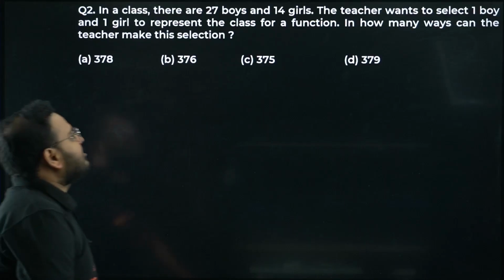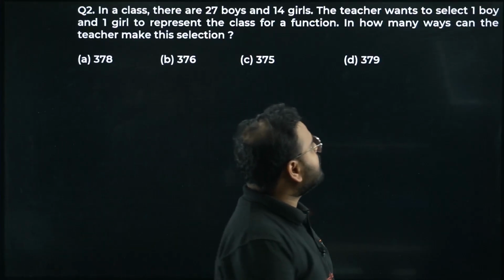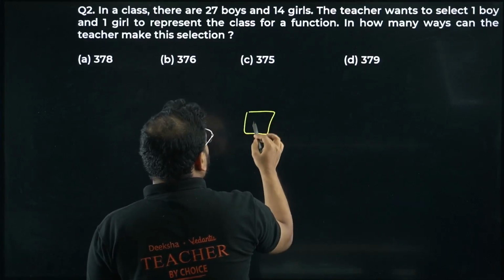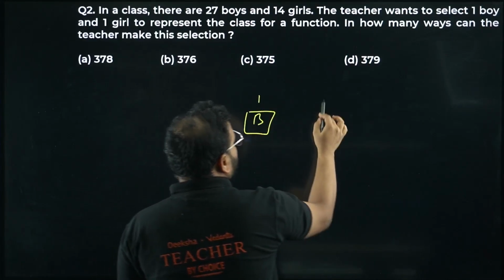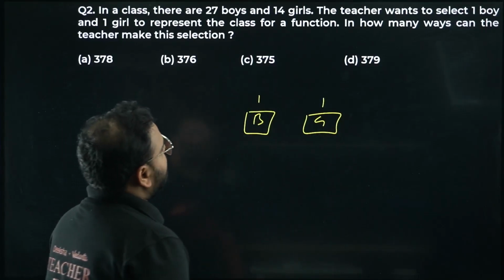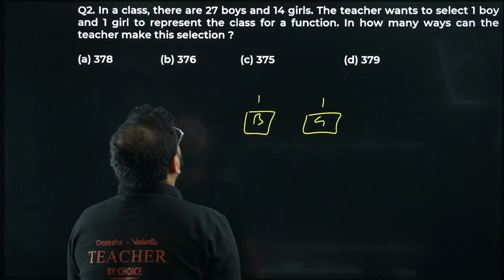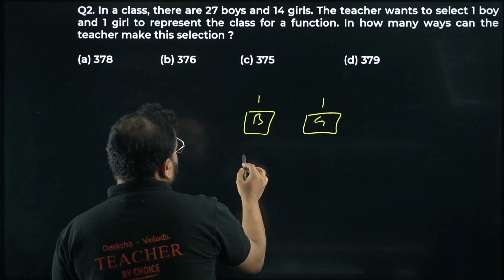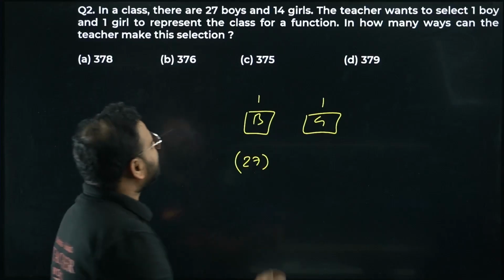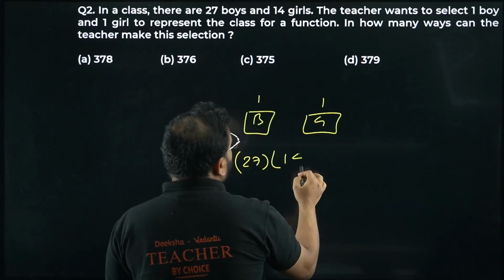In a class there are 27 boys and 14 girls. The teacher wants to select one boy. So we have two slots, one boy and one girl, right? To represent the class for a function, in how many ways can the teacher make this selection? So we have a total of 27 boys, so I can choose any of them in 27 ways. Same goes with the girls, so 14 girls. Check the answer.